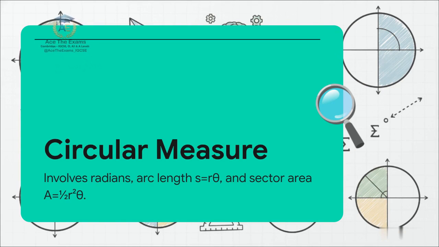Then, we have the arc length formula, where S equals r theta. It is simple, it's elegant, and it's directly proportional. Finally, the sector area, where A equals 1/2 r squared theta. Knowing these formulas is merely the baseline expectation.